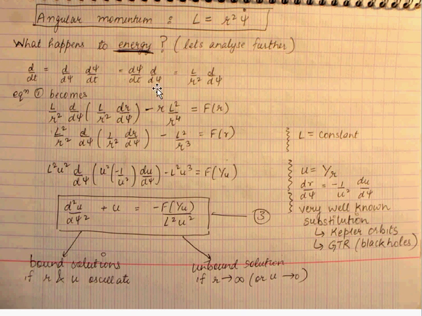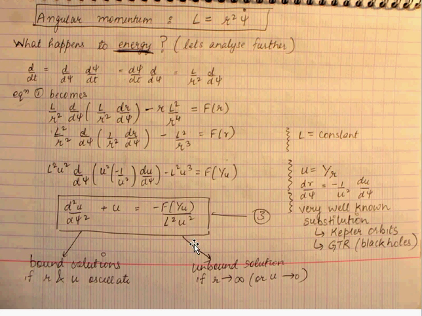So once you use d/dt as L over r square d/dψ in equation 1, and you substitute r for 1 over u, and your dr/dψ derivatives change, right? Since L is constant, L comes out of all the derivatives. You end up with an equation that looks like 3. So force that depended on r now depends on 1 by u, right?